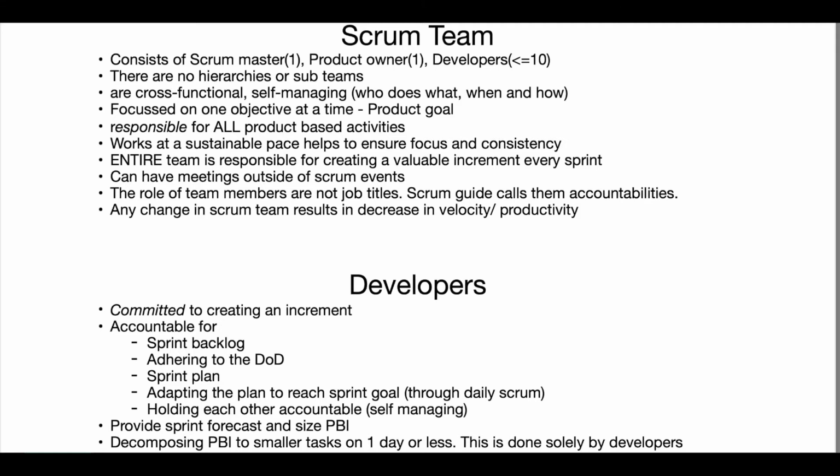Developers. They are committed to creating an increment. They are accountable for sprint backlog, adhering to the definition of done, sprint plan, adapting the plan to reach the sprint goal through daily Scrum, and holding each other accountable, which is self-managing. Developers provide sprint forecast and size the PBI, which is product backlog item. Decomposing PBI to smaller tasks of 1 day or less is done solely by the developers.